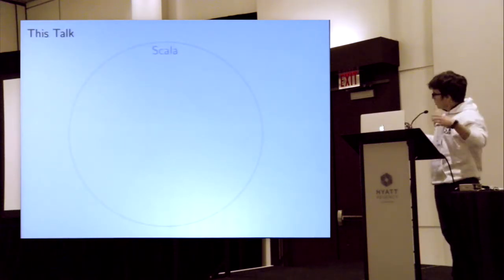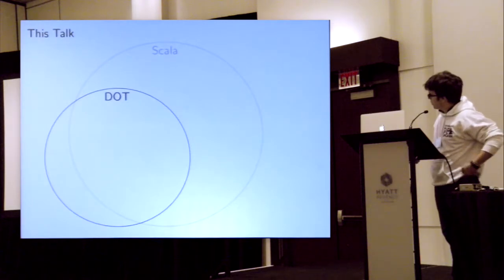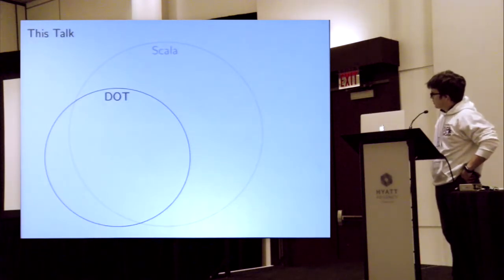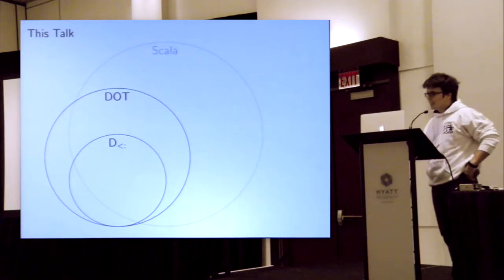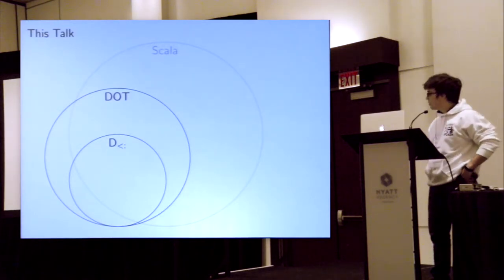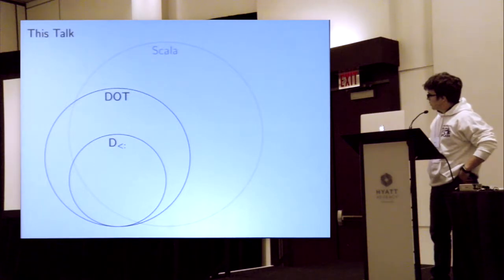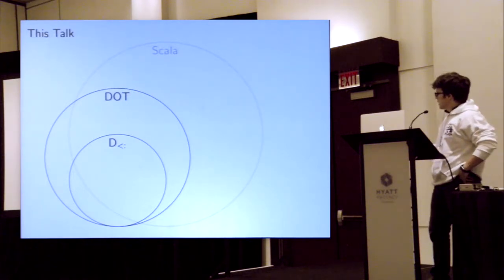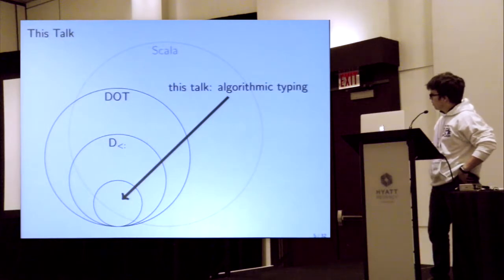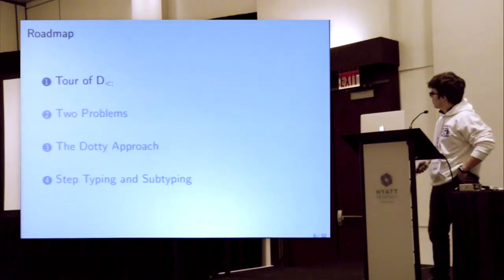So to conceptualize where we are, this is the Scala type system, and then there's the DOT type system, and you can see that it's a subset of Scala, but not a strict subset. There are some things here. And then there's DSub, and DSub is an even simpler calculus, even simpler than DOT, that describes the core of DOT. And we have good reason to believe that all of these type systems are undecidable. And so the talk is about really seeing how we can do algorithmic typing for a subset of DSub. So this little circle over here.